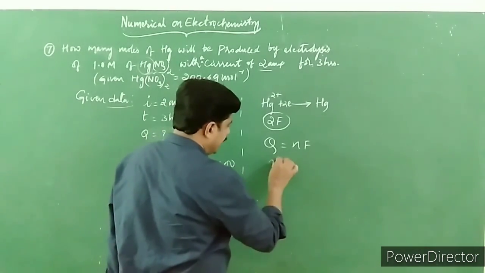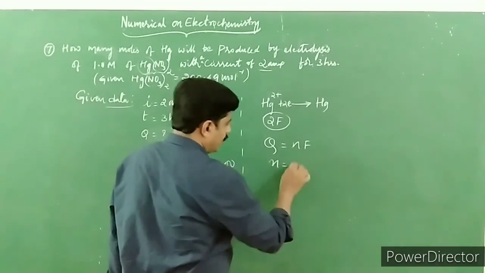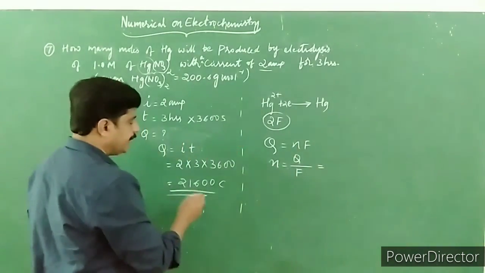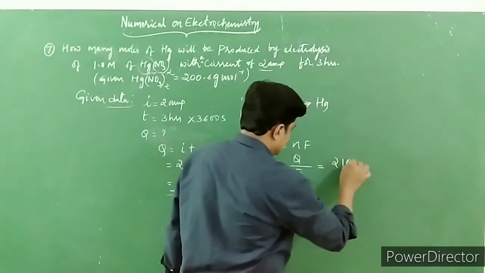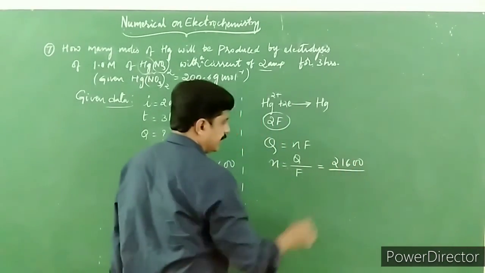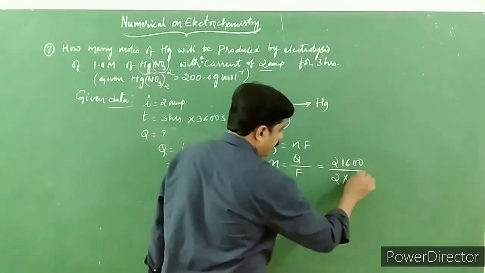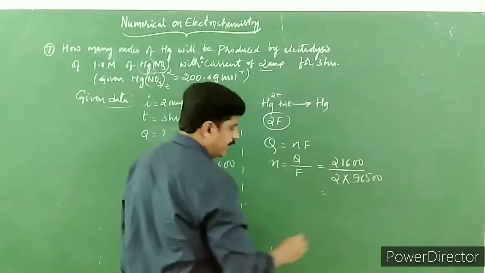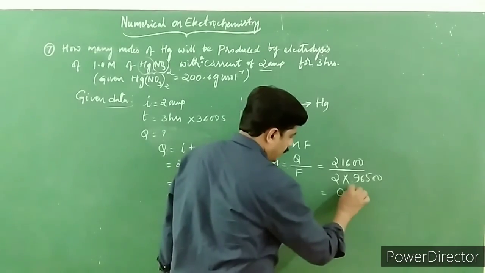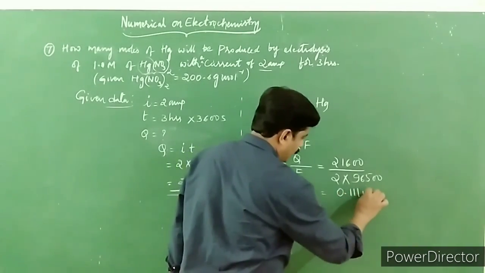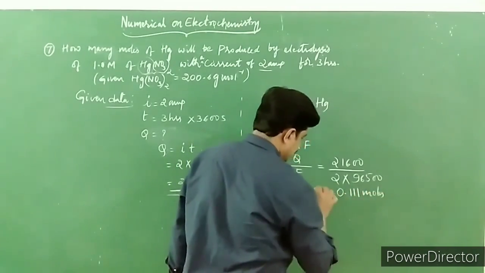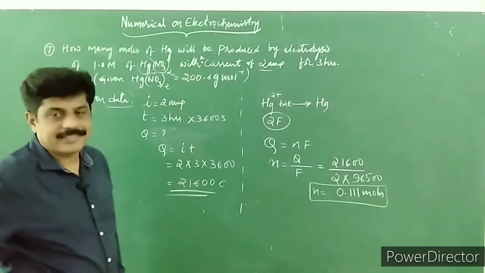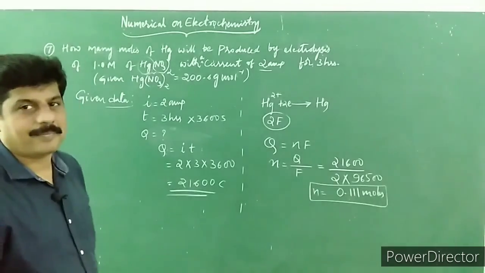Is it not? Now what do? Look here, n I need to find out. n is equal to Q upon F. Q is how much here? 21,600 upon 2 into Faraday. Faraday how much here? 96,500. If you simplify, you are going to get 0.111 moles. So this is the answer you are looking for in this numerical.